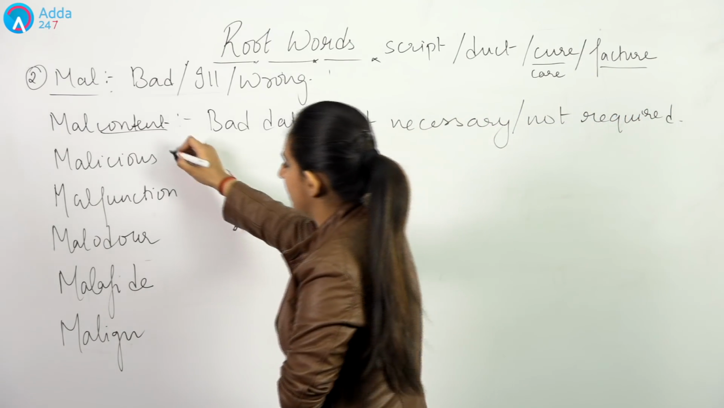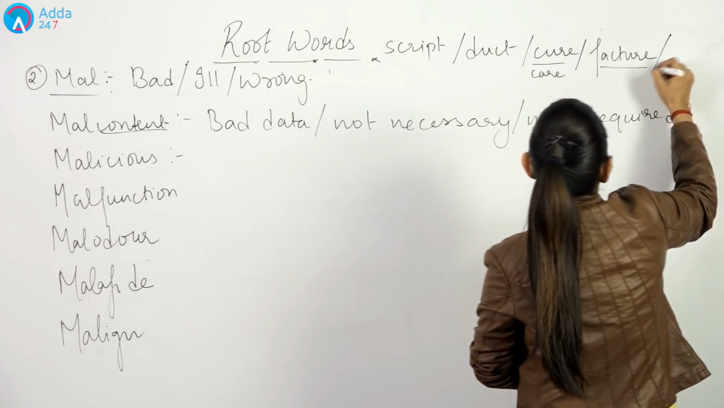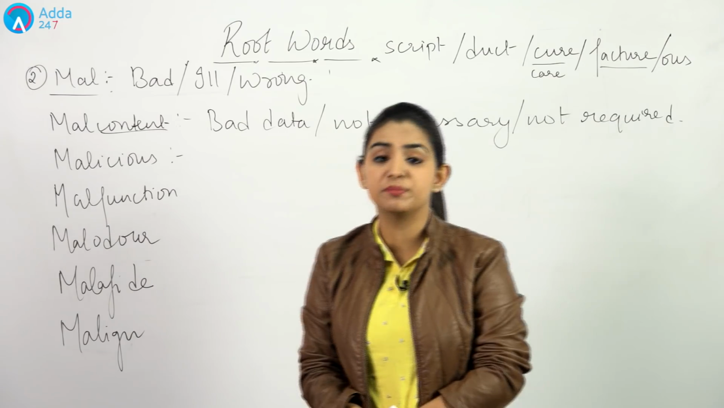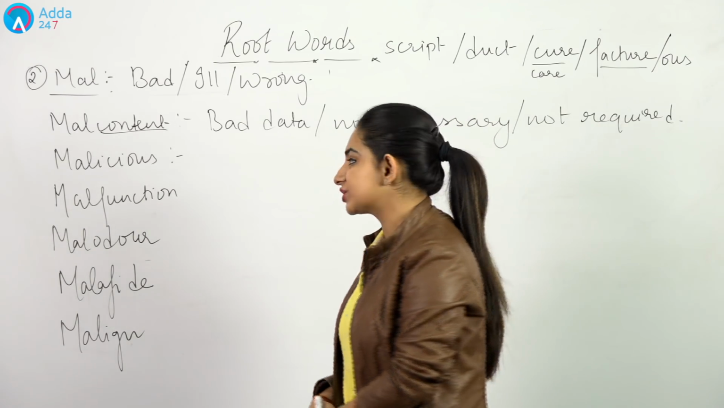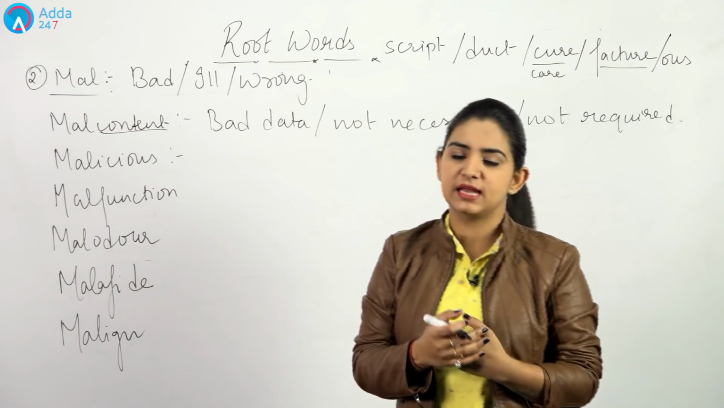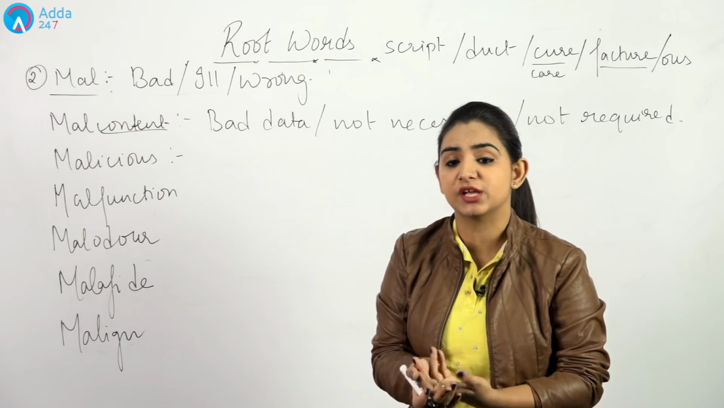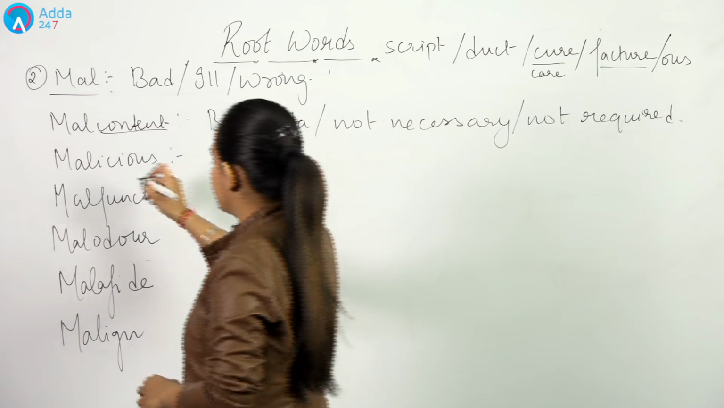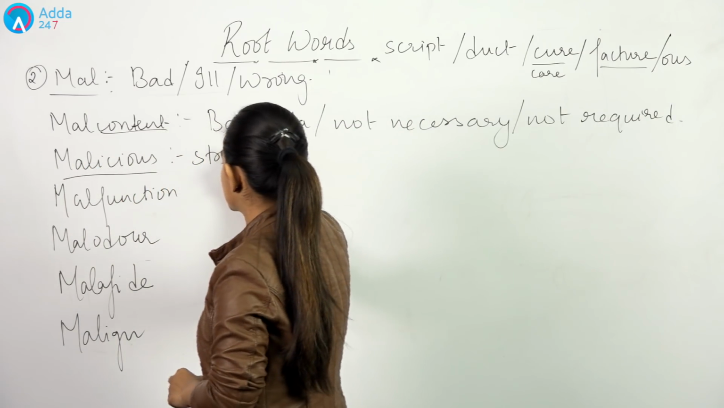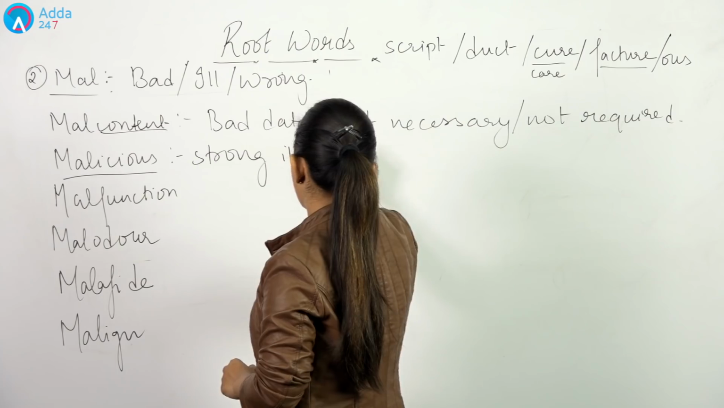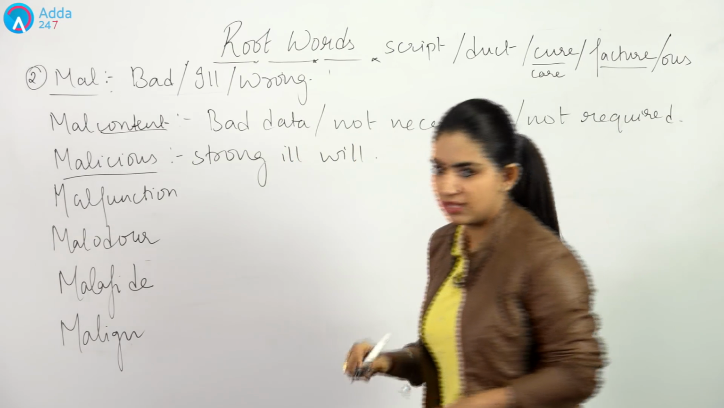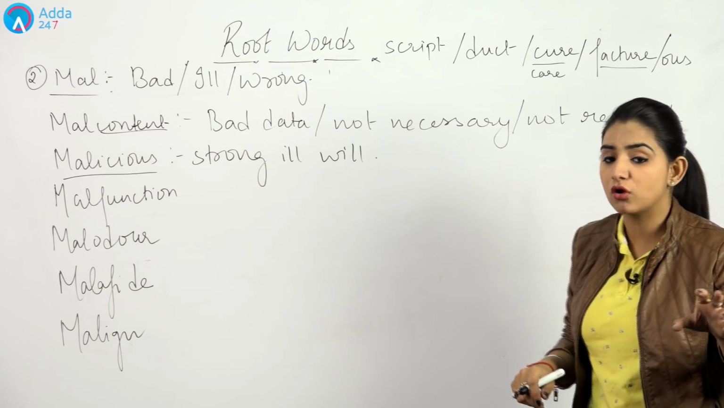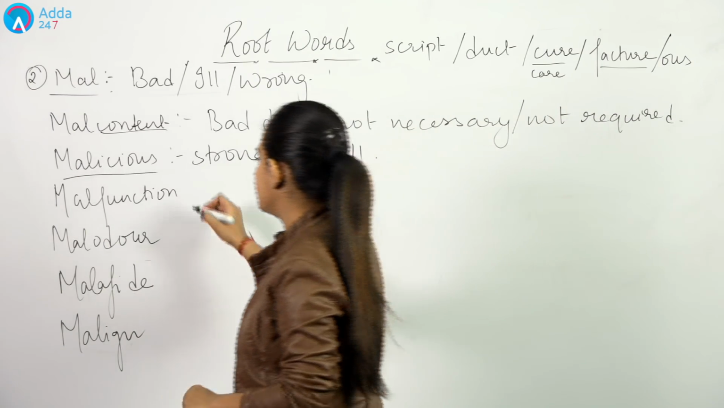Then we have the word malicious. Now, as I told you, whenever a word ends with OUS, that defines the nature, the behavior of somebody. So, malicious is again an adjective, and it defines the nature, the behavior of someone, and malicious is a behavior having strong ill will towards somebody. That means you feel extremely bad about somebody, extremely wrong about somebody. That is what we mean by malicious.